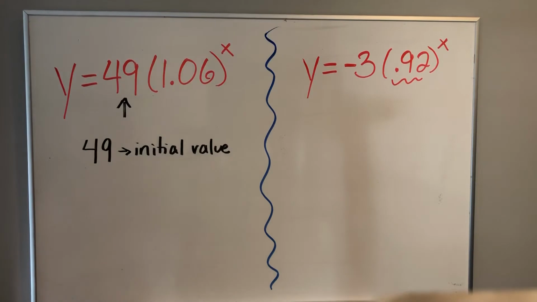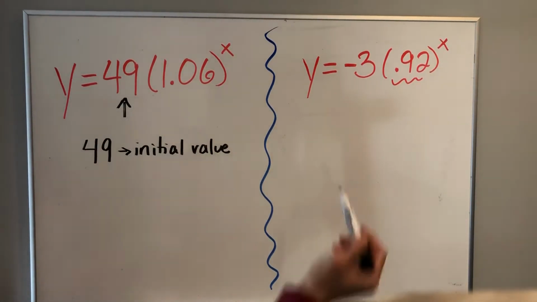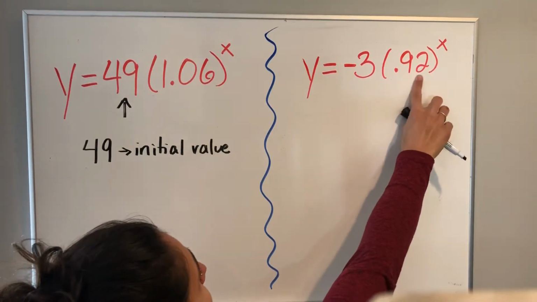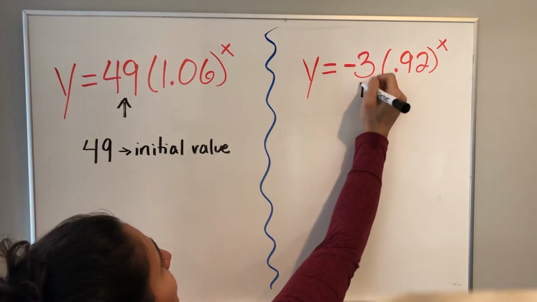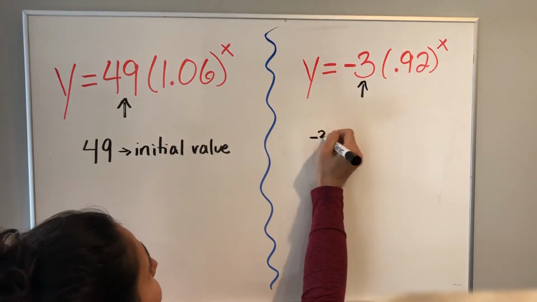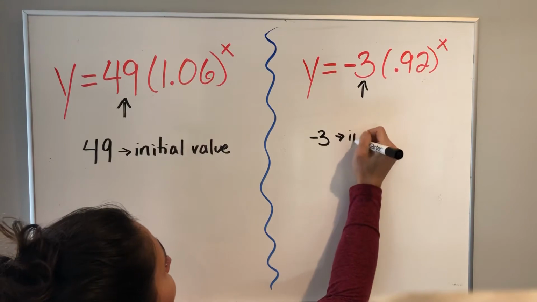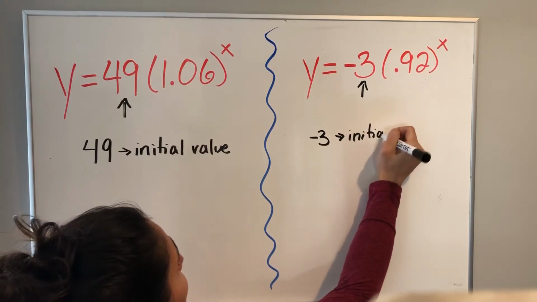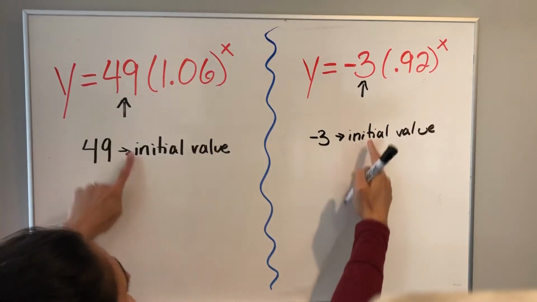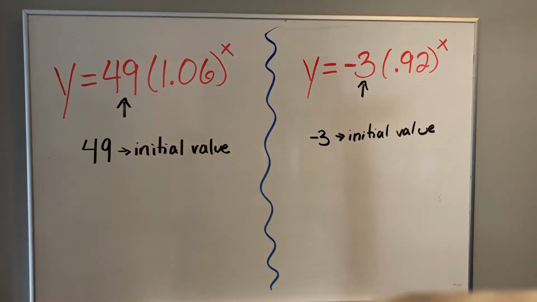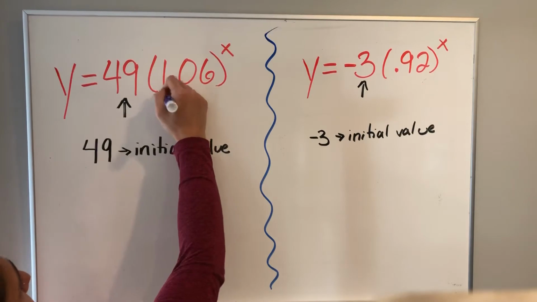Okay, so let's go over to this equation. y equals -3 times 0.92 to the x power. So our starting point here would be our -3, and you can have a negative as a starting value. Okay, so in all exponential functions, you will always have an initial value, and that's always going to be your first number.